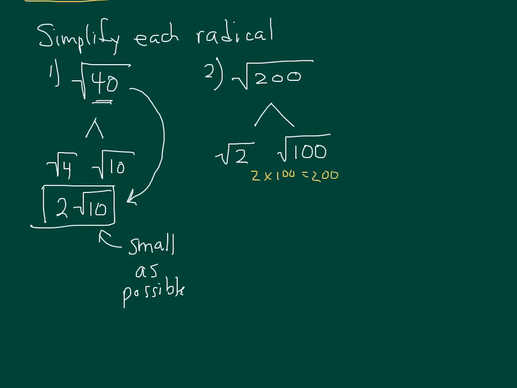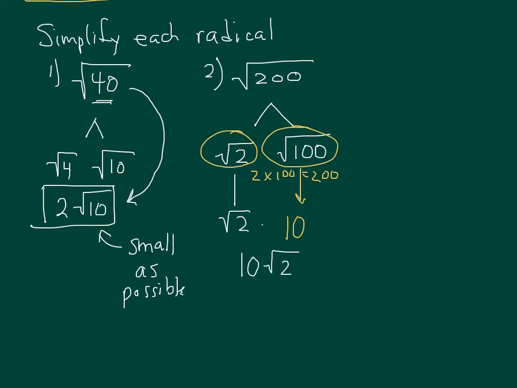Which one of these then is a perfect square? Is it 2 or is it 100? No, the answer is it's 100. And what is the square root of 100? It is just 10. The square root of 2, I can't break it down any further, so it's just the square root of 2. And we always write it with the whole number, that perfect square that came out, in front. So this would simplify to 10 square roots of 2, or 10 times radical 2, or 10 radical 2.